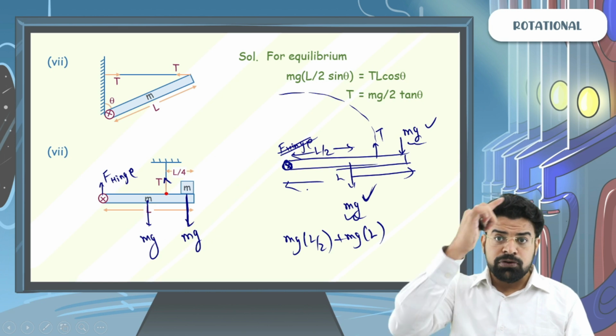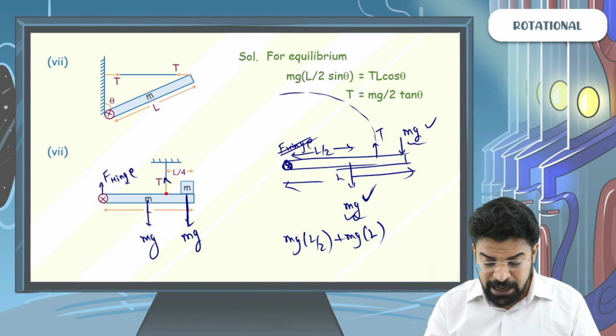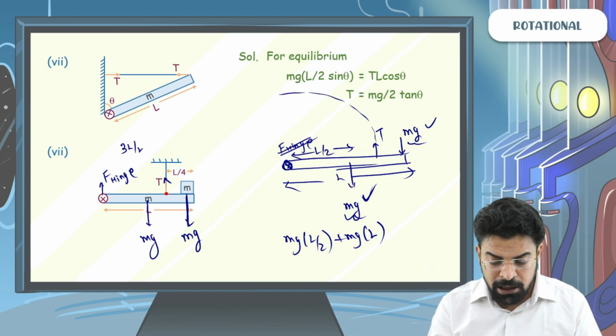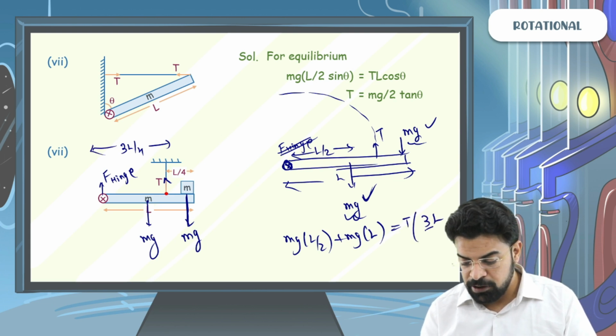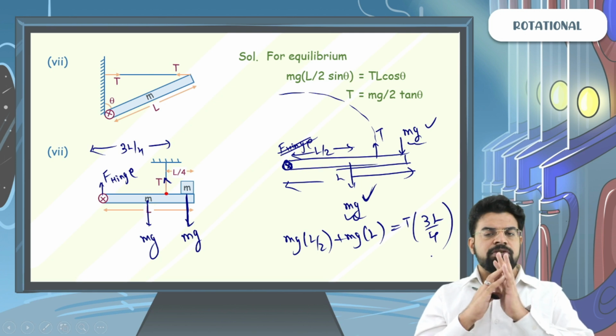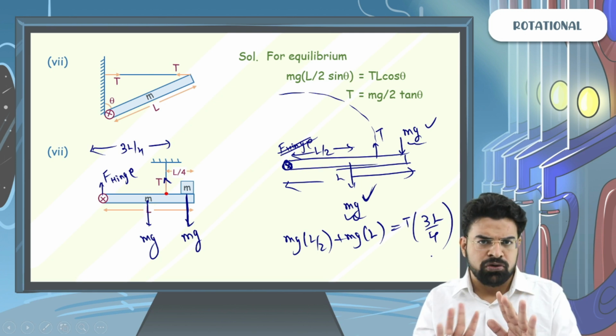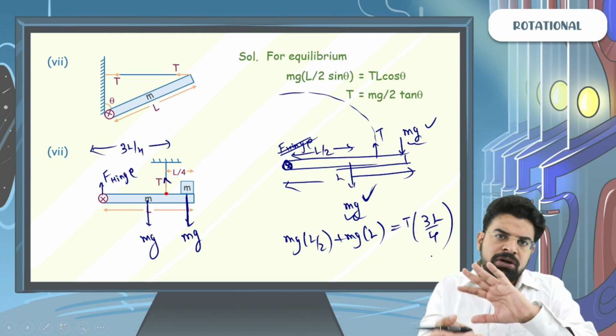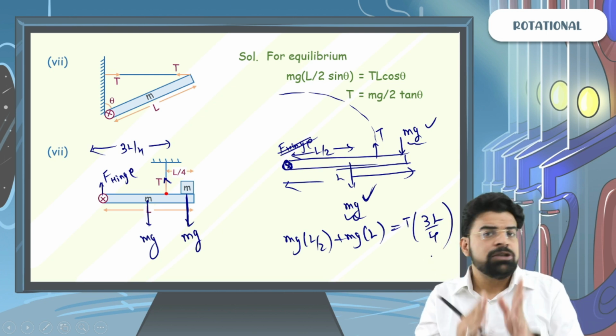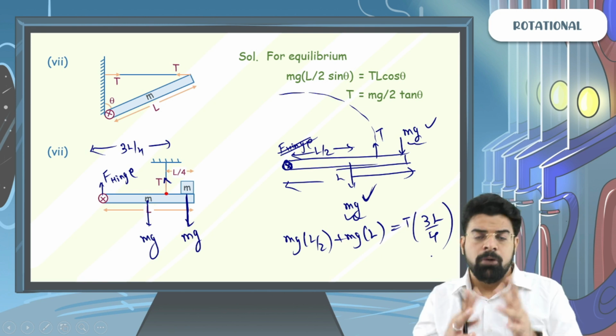The third force of tension acts at a distance of 3L by 4 from the hinge. So this has to be equal to T into 3L by 4. Once you have written this equation, game over. It is easy to solve from here, but you should master how to write the clockwise torque, anti-clockwise torque, and about which point you should do torque balance.